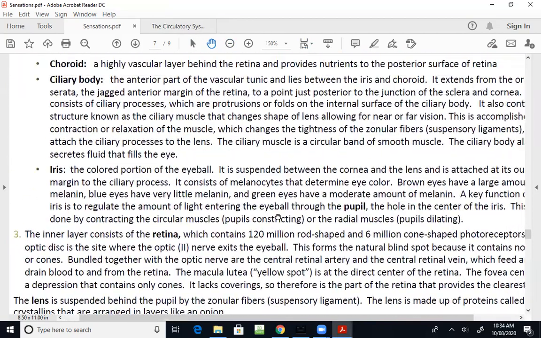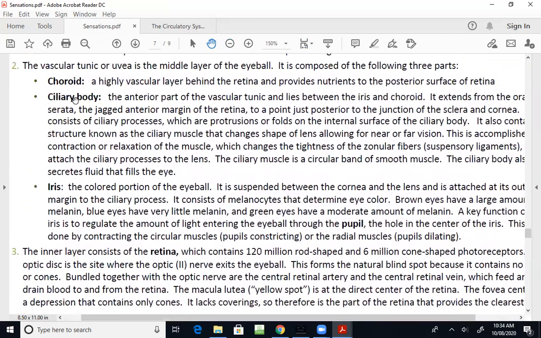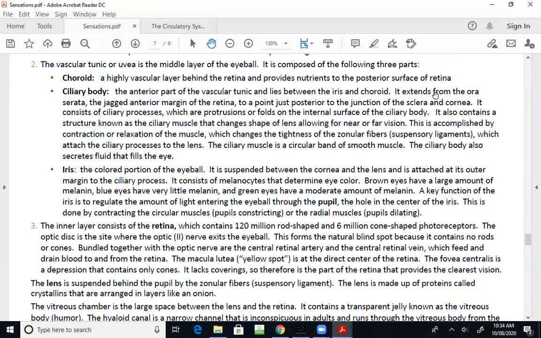Let's talk about the ciliary body, which is the anterior part of the vascular tunic lying between the iris and the choroid. It extends from the ora serrata, which is a jagged anterior margin of the retina, to a point just posterior to the junction of the sclera and the cornea.